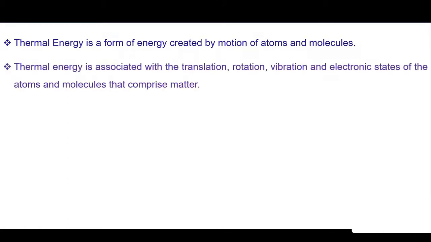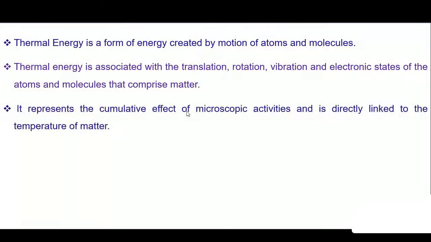Heat and heat transfer. Thermal energy is a form of energy created by motion of atoms and molecules. The thermal energy is associated with translation, rotation, and vibration of the atoms and electronic states of the atoms. So, that is what is called thermal energy. It represents the cumulative effect of microscopic activities and is directly linked to the temperature of the matter.